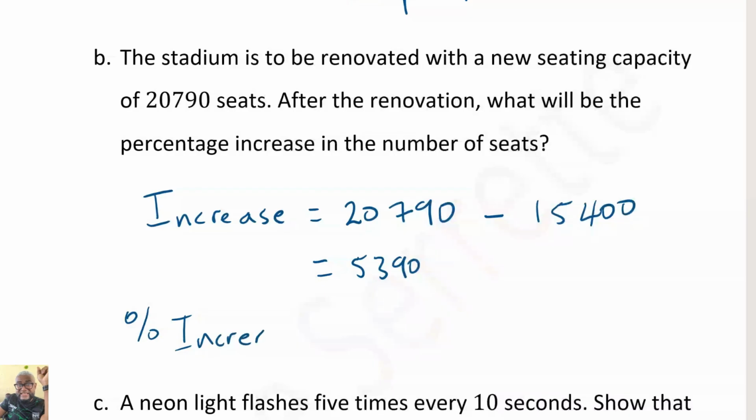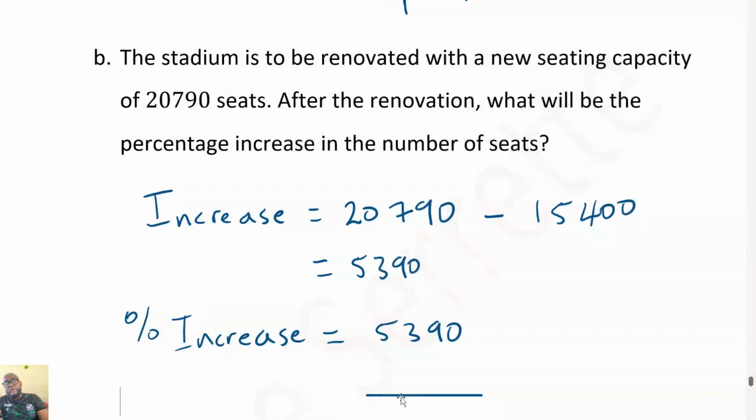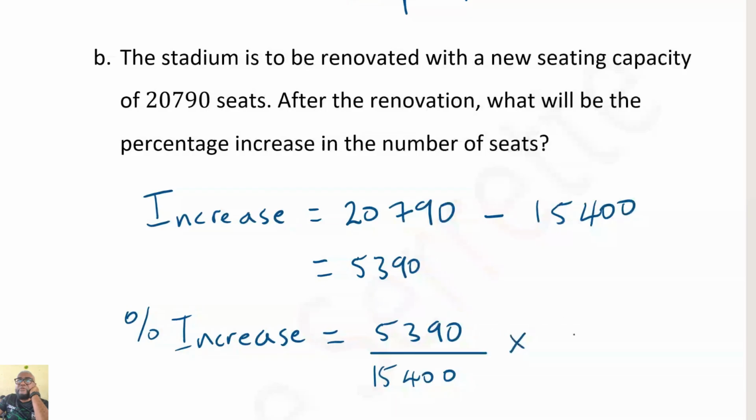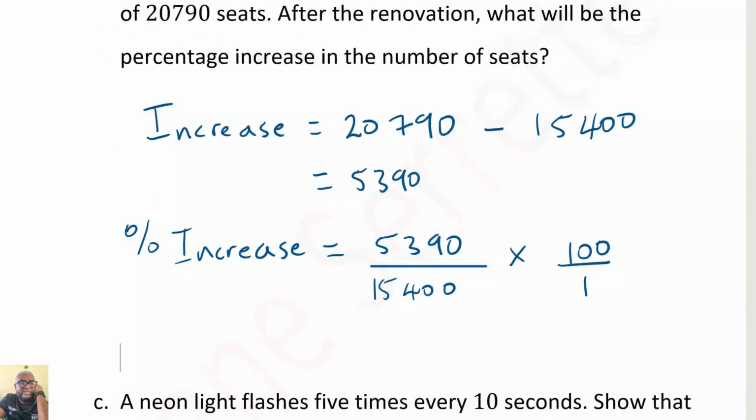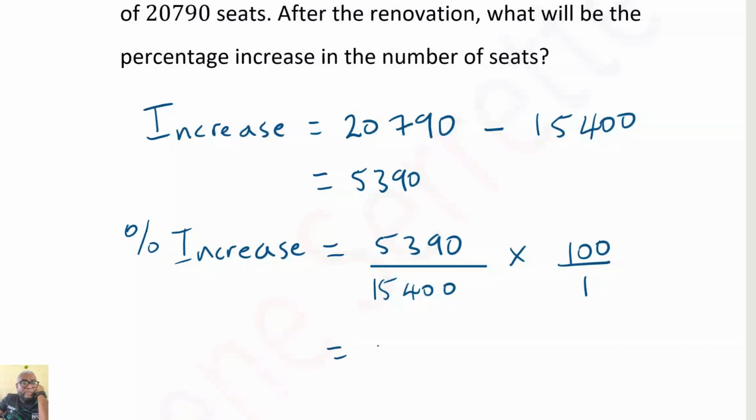Now they need the percentage increase. How easy is this? Your percentage increase would be equal to 5,190 divided by the initial amount. It's always divided by the initial amount, or the amount at the beginning. How much was the initial seating capacity? What was the starting amount? 15,600. And if it's a percentage you're trying to find, what do I multiply by? 100 over 1. Punch it on the calculator. Give me the percentage increase here for these seats. 35% flat, right?